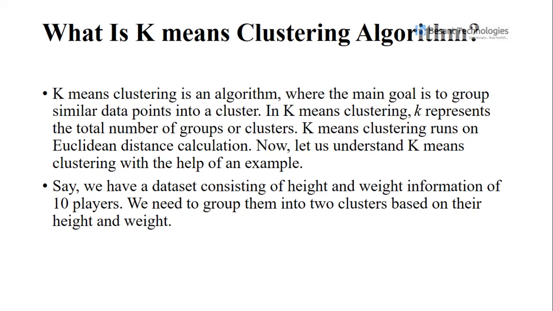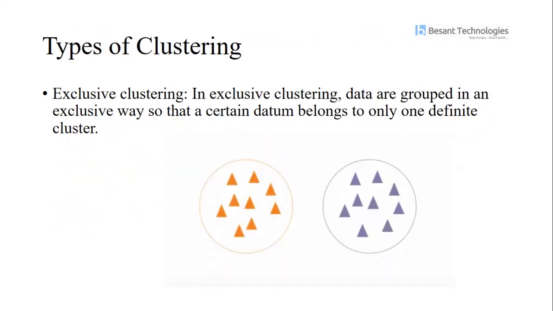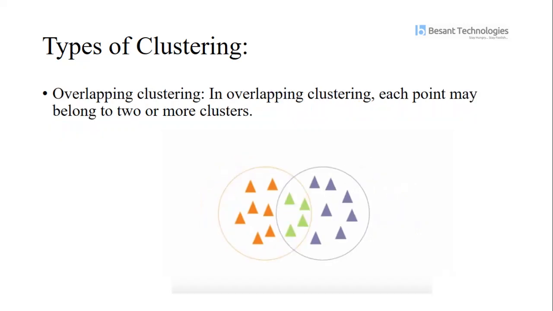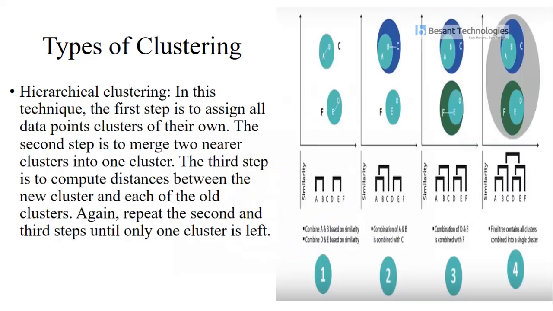Now that we know what clustering is, let us discuss the categories we have in clustering. We have different types of clustering. One is exclusive clustering. In exclusive clustering, the data are grouped in an exclusive way, so that a certain point belongs to one defined cluster. Another is overlapping, where each point may belong to one or more than one cluster.